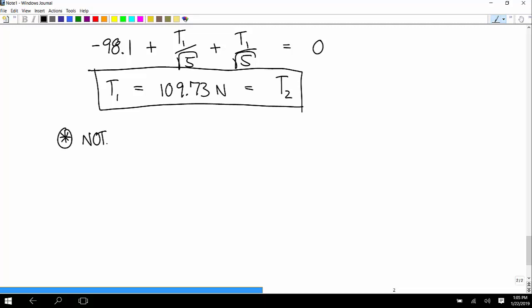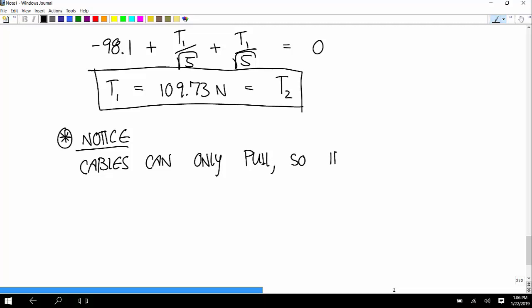Notice cables can only pull on things. And so you should know at the start of a problem with cables what direction that cable force is. And so if you ever get a negative value for a cable tension, something went wrong. And it's a hint that you need to look back and find where the mistake is.